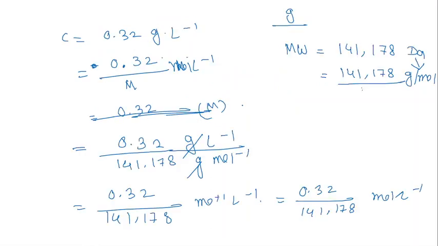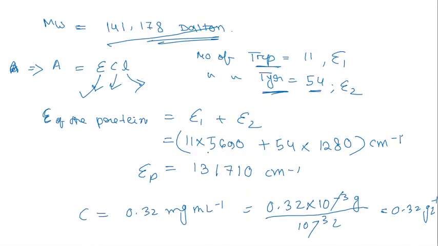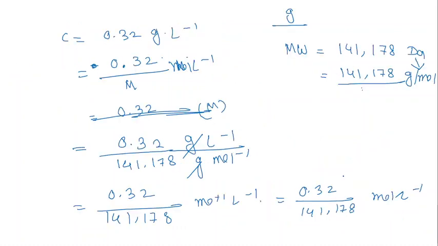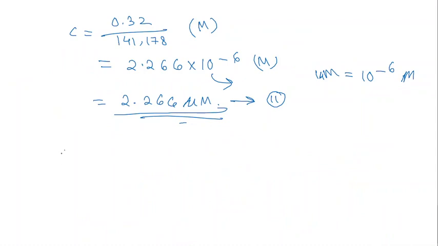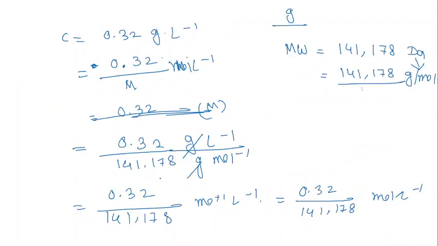What the things do we get? First we calculated this one, and we again calculated this thing. Now we just have to put the values here, equal to epsilon c l. Epsilon, what do we get?